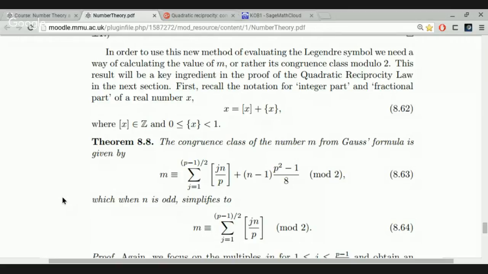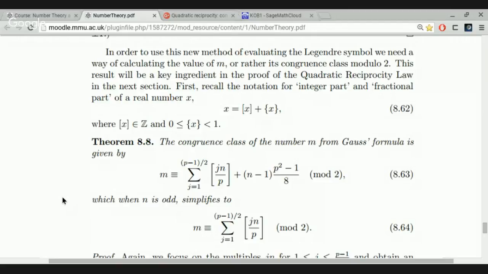Curly brackets represent what's called the fractional part. Square bracket x is the floor of x, also called the integer part of x. It's the biggest integer less than x, and the curly brackets of x is the fractional part of the real number, which is always greater than or equal to 0 but strictly less than 1. It's the extra bit needed for x that isn't included in the floor of x.